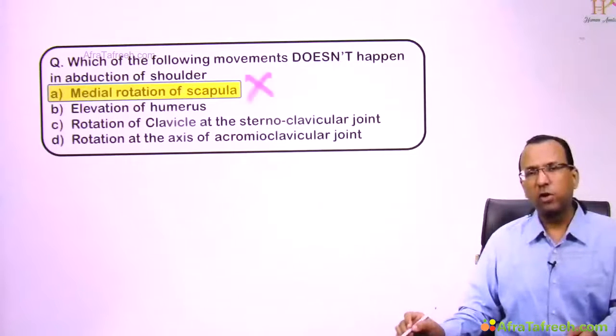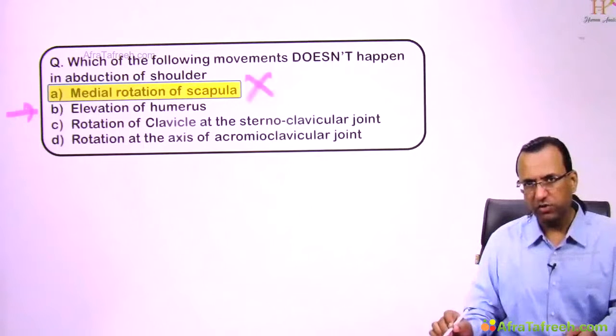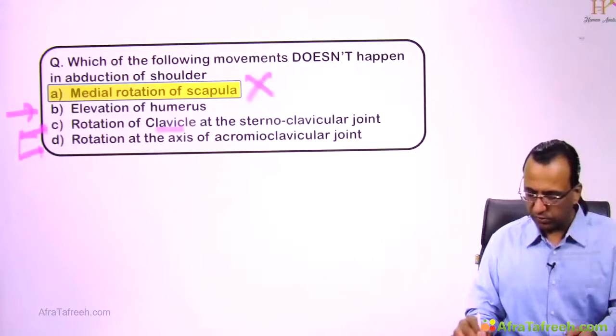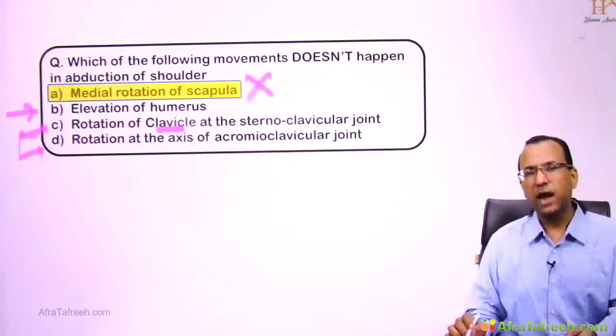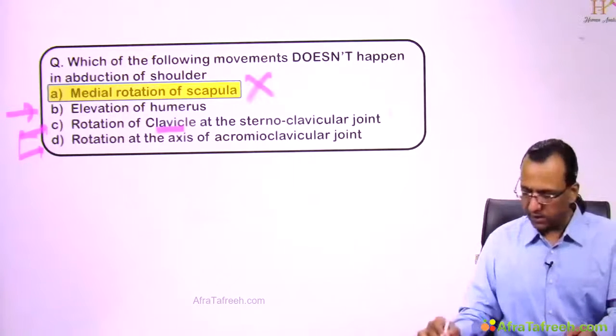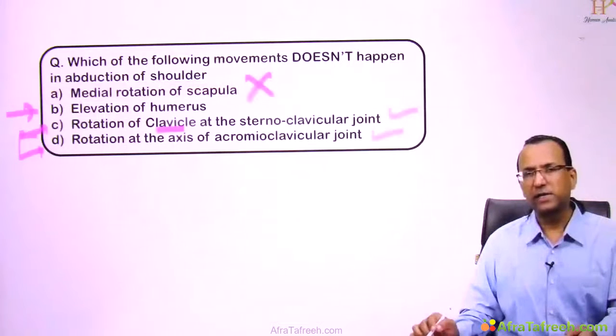You mean to say you are going to elevate the humerus? Of course, that is called shoulder abduction, elevation of the humerus. You mean to say you are doing some movement at the clavicle also? Yes, at the sternoclavicular and the acromioclavicular joints, there is some movement happening. So they are correct. So choice number A is the answer. Yes. Why is it the answer?